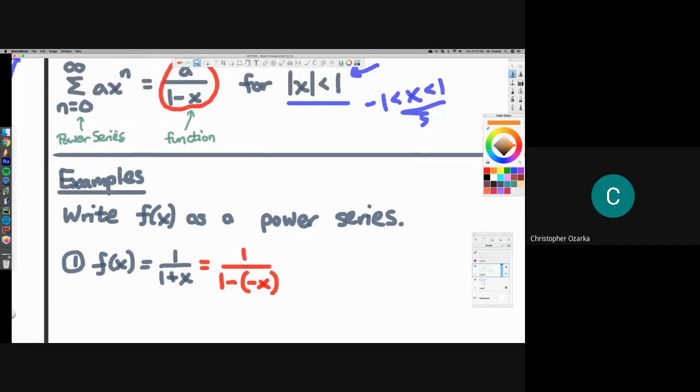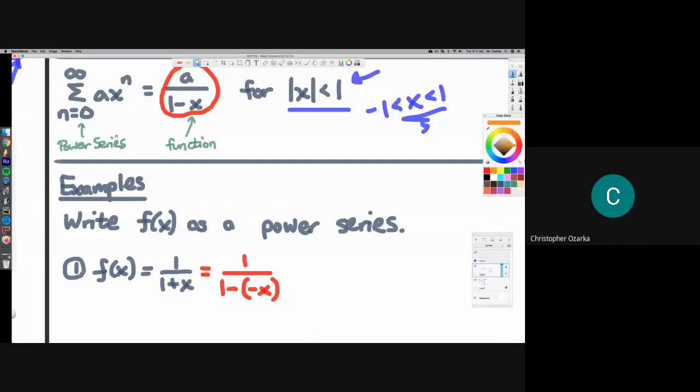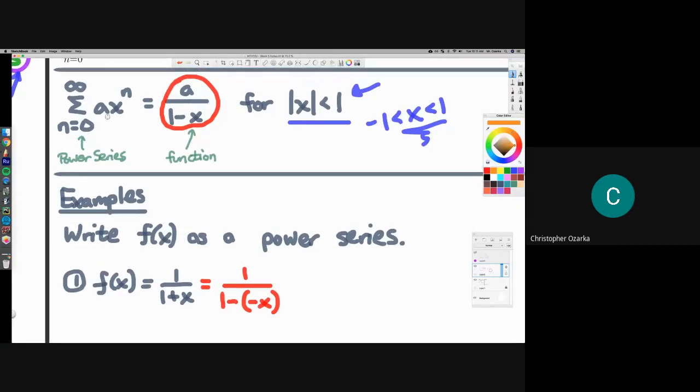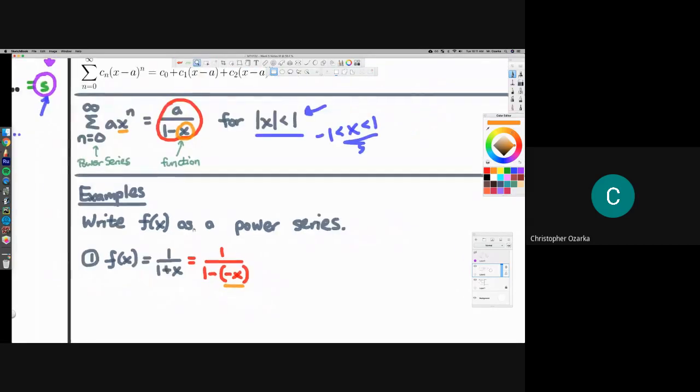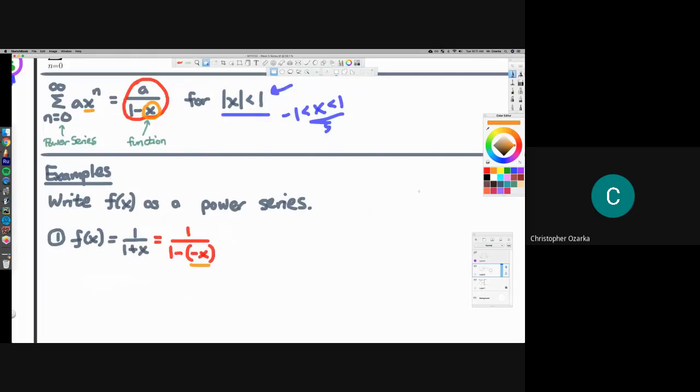Okay. That's the first step for this. And now we can actually use what I keep saying is home base. We can use this to figure out what this is, because this x got replaced with negative x. Okay, this is our negative x. So that means this x has to be turned into a negative x. So what we're going to do, I'm going to zoom out a little bit so you can actually see it. Remember, this is home base up here.